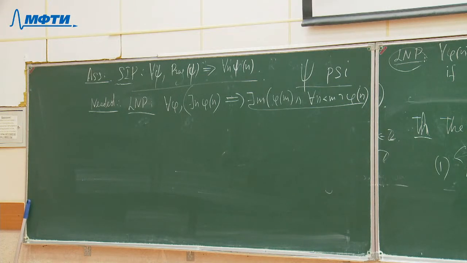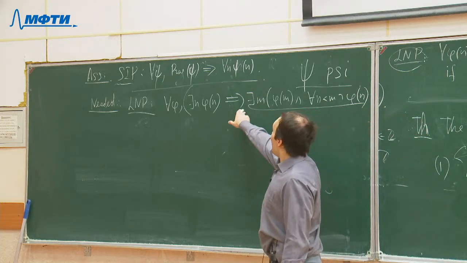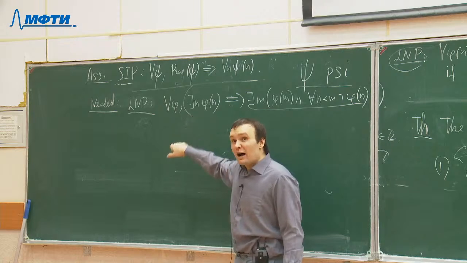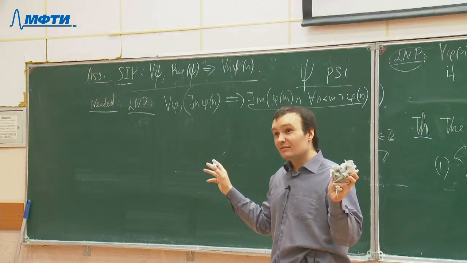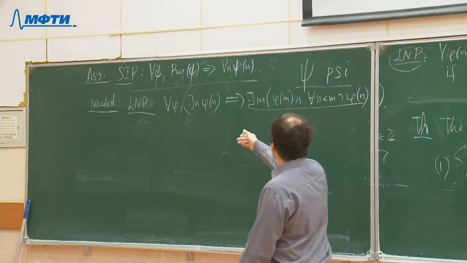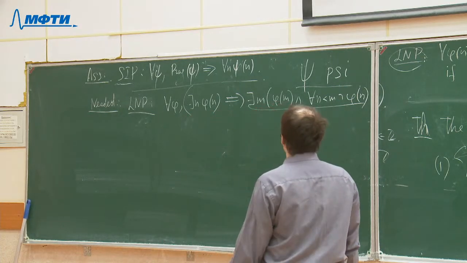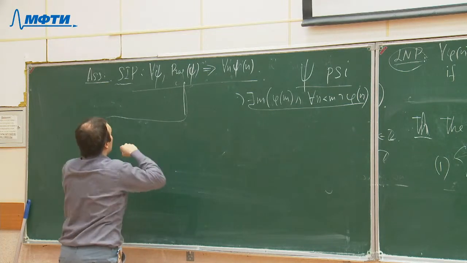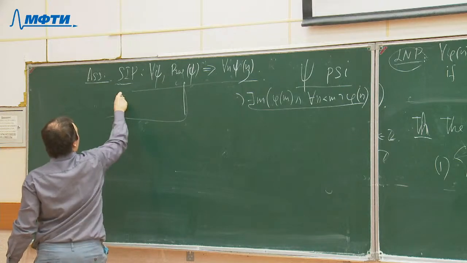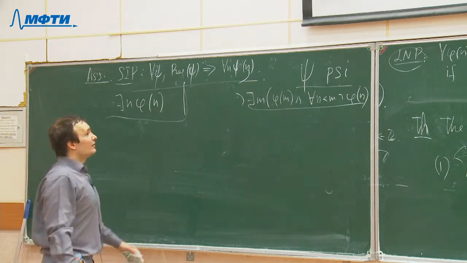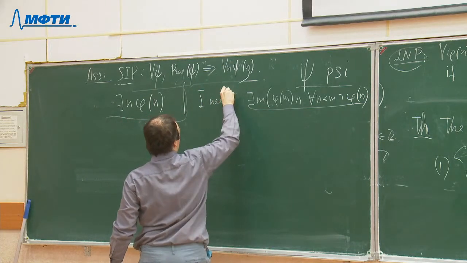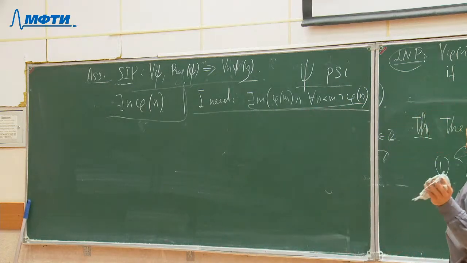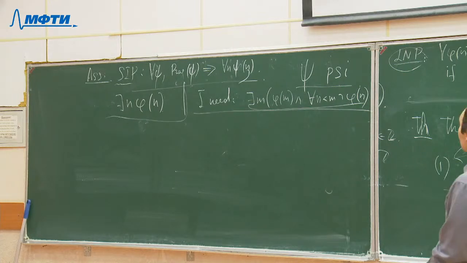Let's prove it. The main idea here is as follows. We want to apply SIP not to phi, but to the negation of phi. So, in order to prove it, we may assume that indeed, there exists some number with property phi. And we want to prove that there is such a least number. Okay. Let's try it.